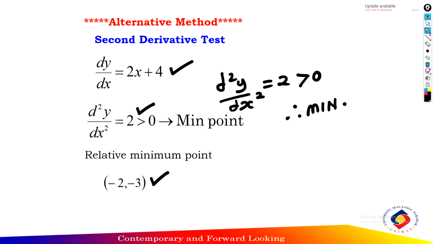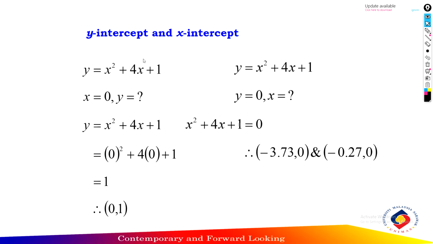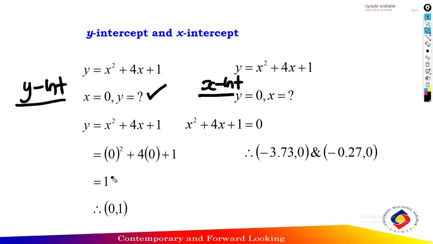Okay, and find the intercepts of the function. First find the y-intercept of the function. The y-intercept is when x equals 0, so you find the value of y. y equals 1, and the y-intercept is at (0, 1). For the x-intercept, y equals 0 and you find the value of x. So 0 equals x squared plus 4x plus 1, and x equals -3.73 and x equals -0.27.